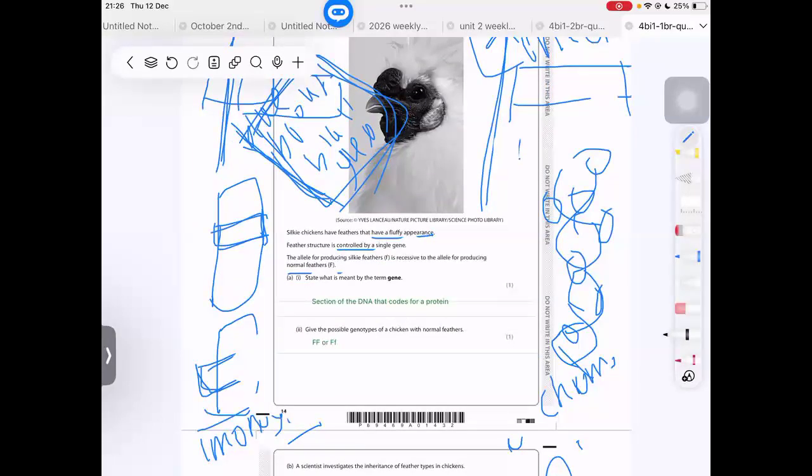So what is a gene? A segment of the DNA which codes for a protein. You know, this DNA has several parts. Some of the parts are not coding for any protein.